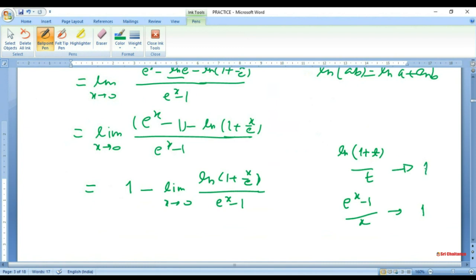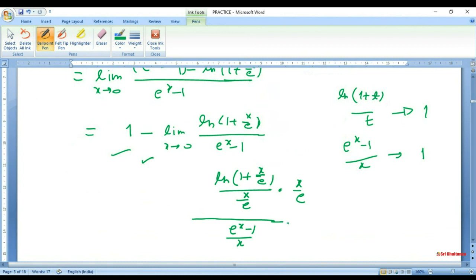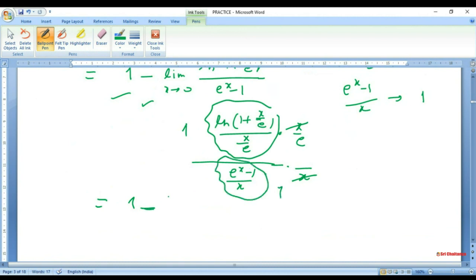So motivated by this, we write, now, this negative is okay. So this is ln 1 plus x over e whole upon x over e. So we have given this number to it. So multiply by x over e, then e to the power x minus 1 over x. You have given it x, so multiply by x. And now it turns out that when you take the limit, everything cancels. This x cancels. The way arranged, this limit becomes 1, this limit becomes 1, and so your answer becomes 1 minus 1 over e, and that's your final answer, 1 minus 1 over e.